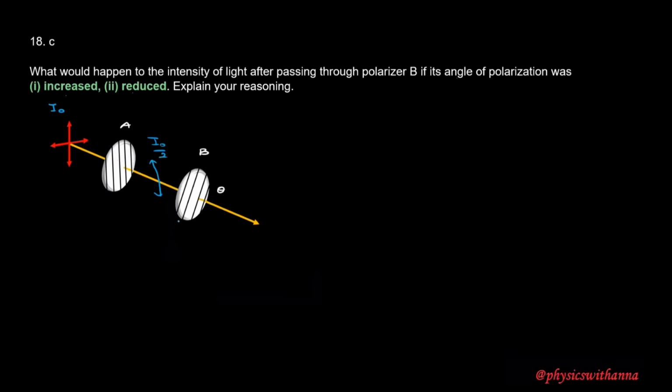Then this light is incident on polarizer B, which may have a polarizing angle theta with respect to vertical, and we find its intensity using Malus's law. So I write IB equal to IA cosine square theta. So basically the intensity of light coming out of polarizer B is directly proportional to square of cosine theta, or square of the angle of polarization.